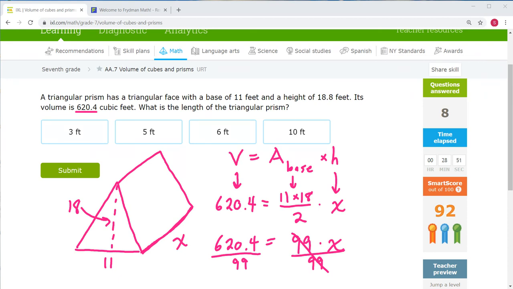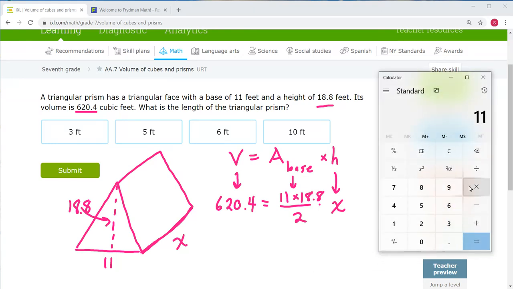Oh, I'm sorry, I made a mistake. Yeah, I just realized I made a mistake. It's not a big mistake, but this should be 18.8 feet. Whoops. 18.8 over there. So I should have had a 0.8 over here. So let me just back up a little bit. What I should have done is 11 times 18.8 divided by 2 is 103.4.